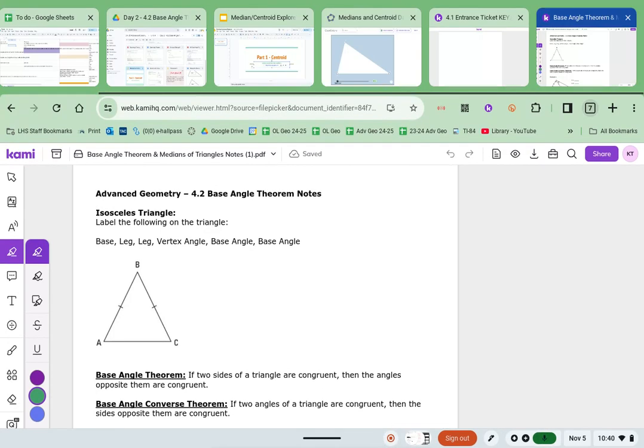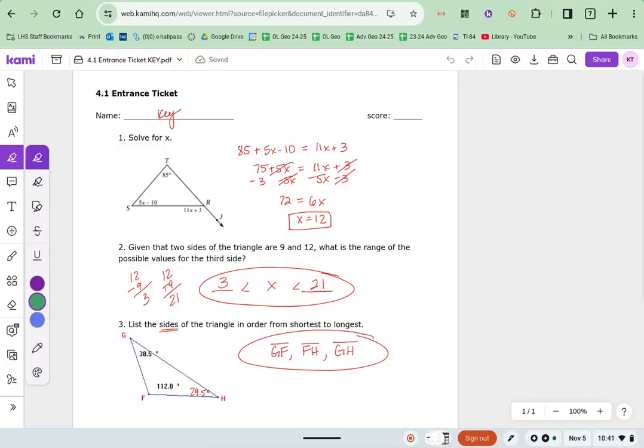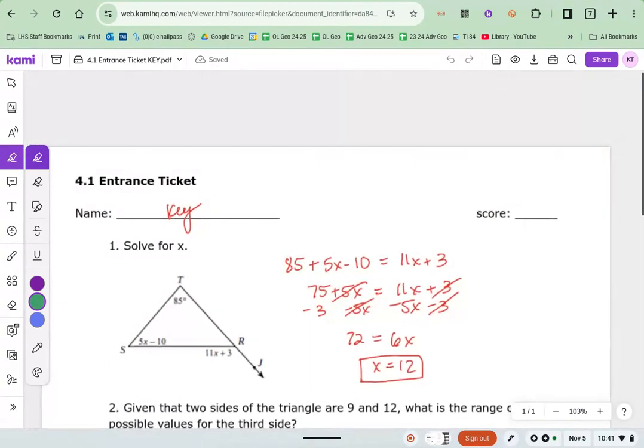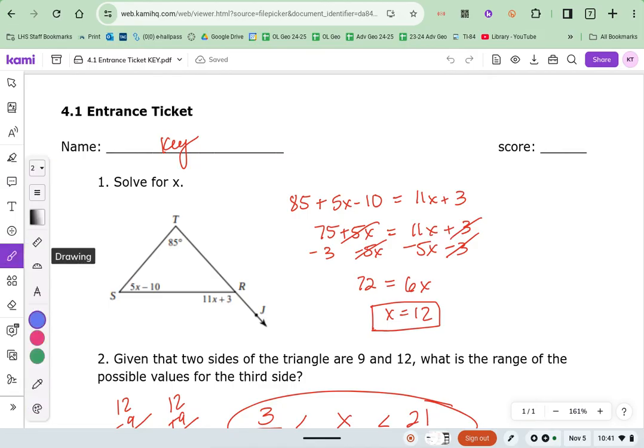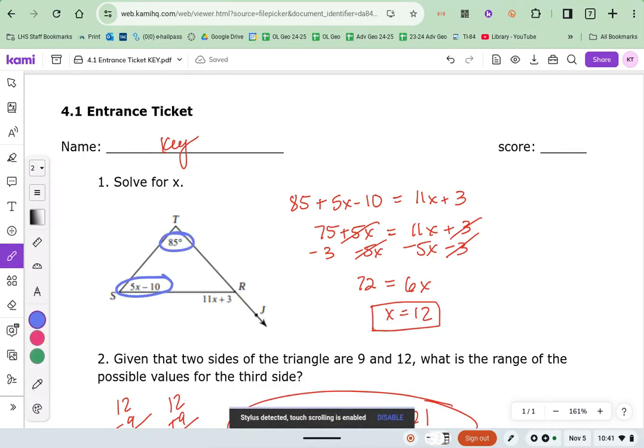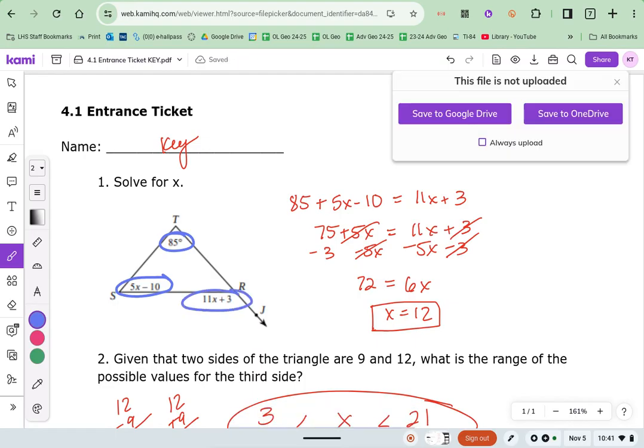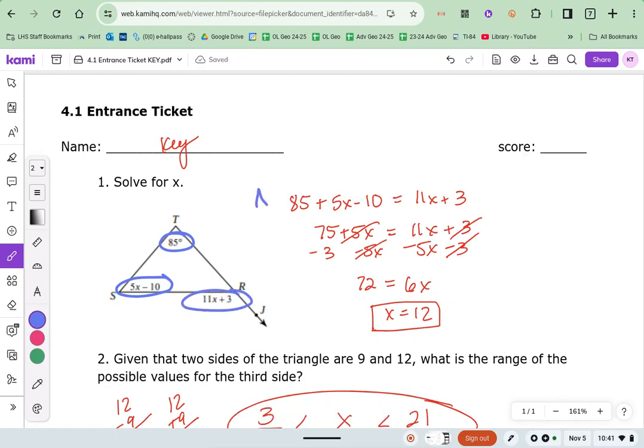All right, guys. First today we are going to go over your entrance ticket. So this was review from last time. The first one was using the exterior angle theorem, or the remote interior angles, which says that the two remote interior angles added together are equal to the exterior angle. So that's where this first equation came from. Solve for x and you get 12.